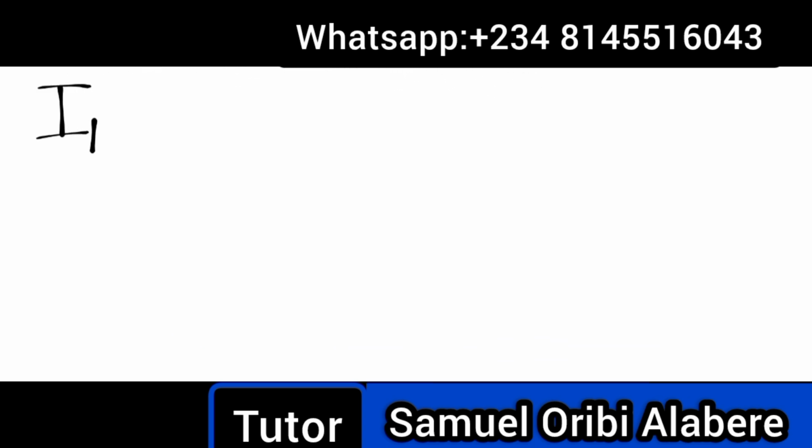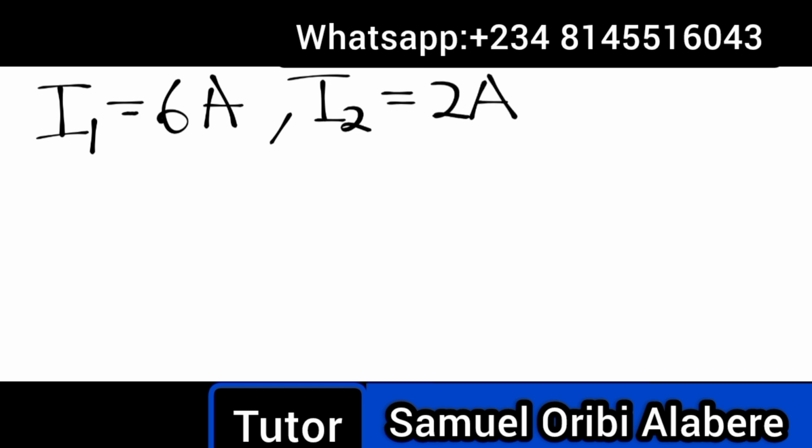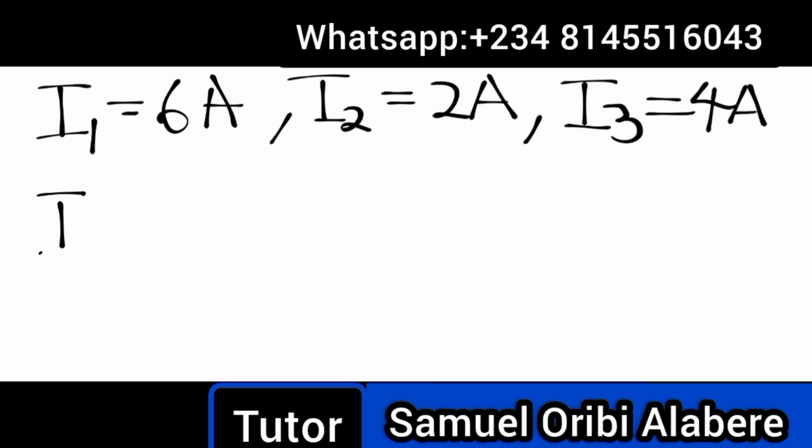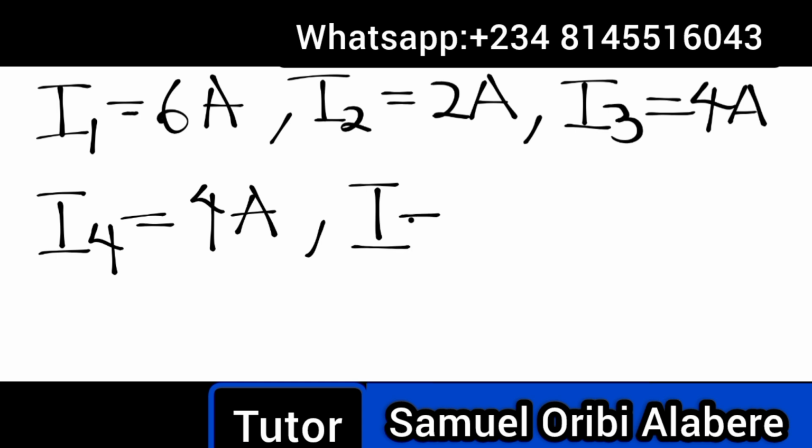So I1 is equals to 6 amps, I2 is equals to 2 amps, I3 is equals to 4 amps, I4 is then equals to 3 amps, I5 is not given. So hence we are supposed to find the value of I5.